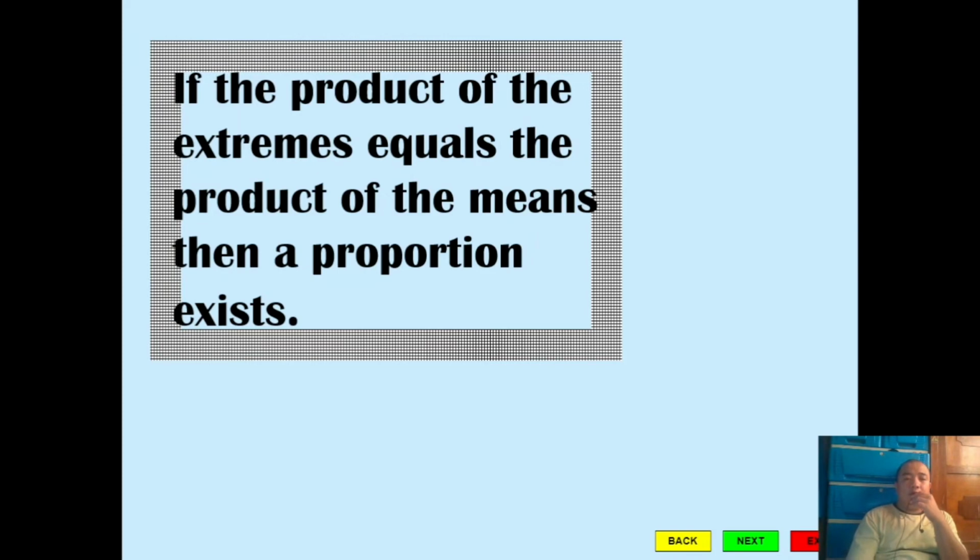If the product of the extremes equals the product of the means, then a proportion exists. A over B is equal to C over D.